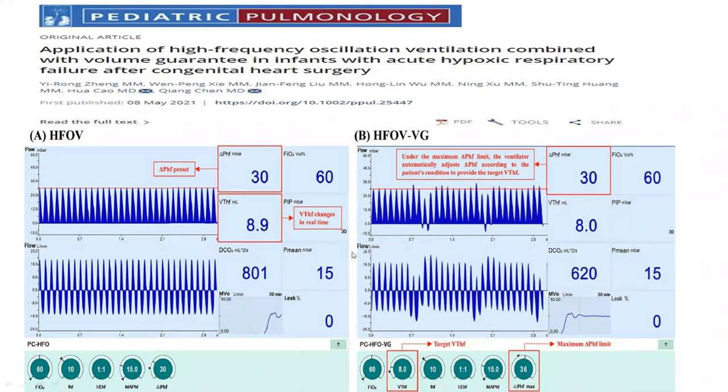I have two questions. The first one is why, after so many years of using these high frequency machines and modalities, we're still having theories for how it works? Why don't we have a solid base of understanding how this mode of ventilation works?